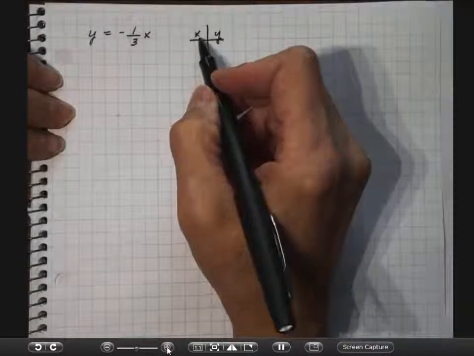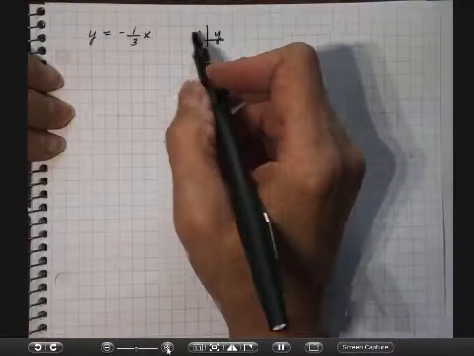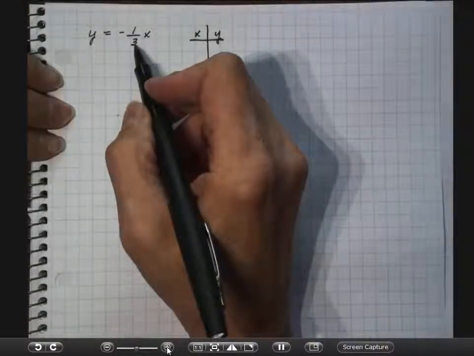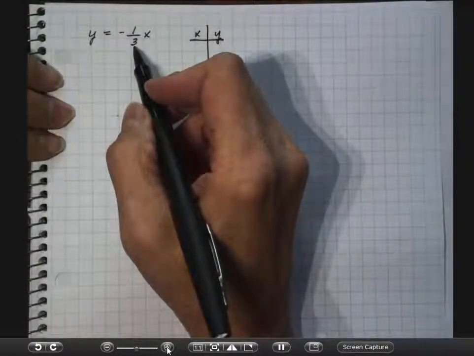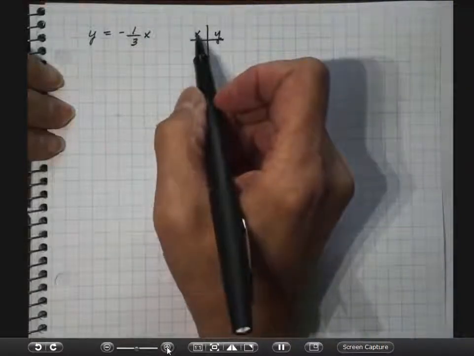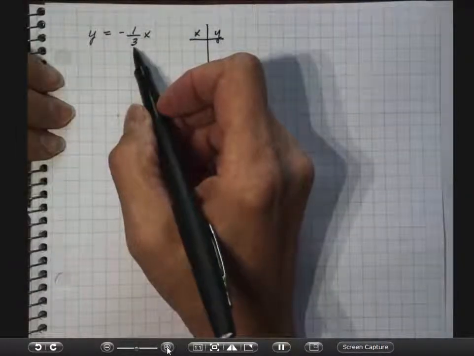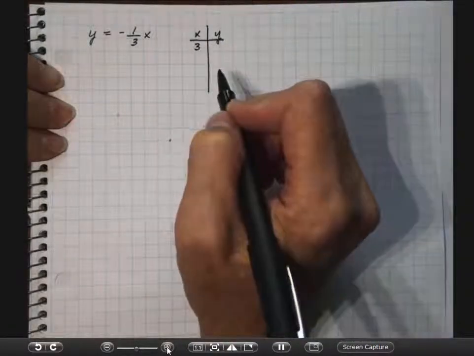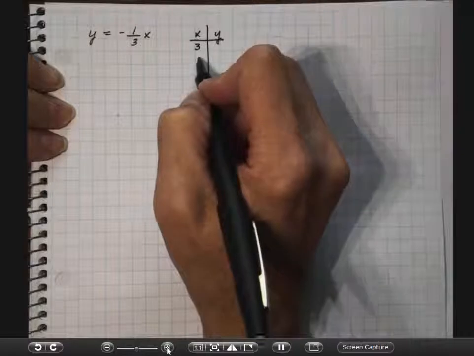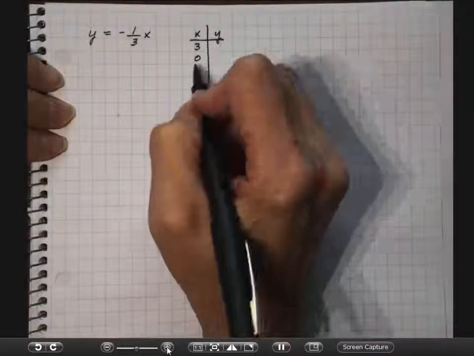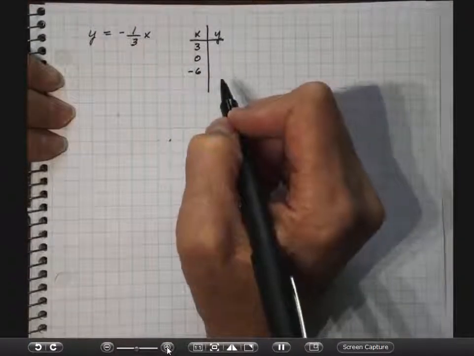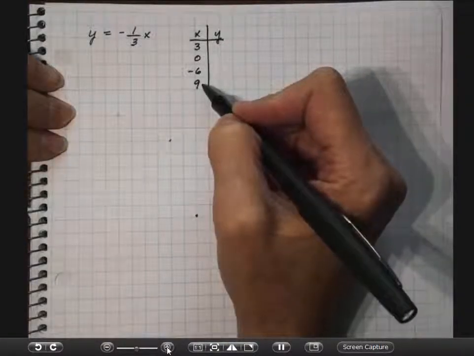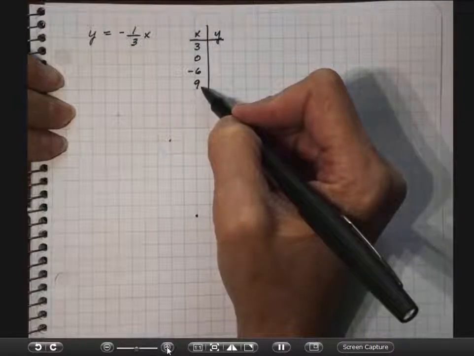Now the values that I pick for x, I'm going to want them to be nice values so that when I multiply them by negative 1/3, the negative 1/3 cancels out. So I want to pick values for x that are multiples of 3. So one number that is a multiple of 3 is 3. 0 is always a good one to use. I could use negative 6. I could use positive 9. So there are examples of 4 different numbers that are multiples of 3.